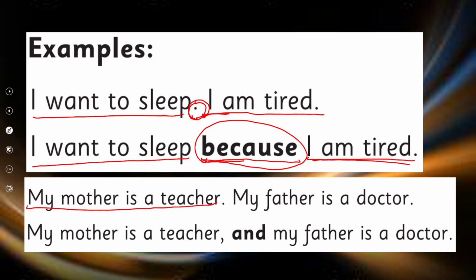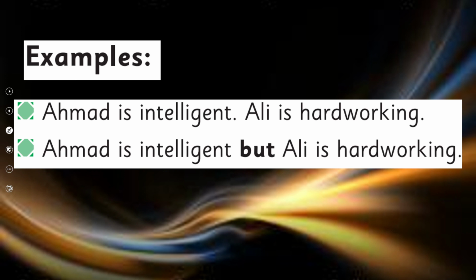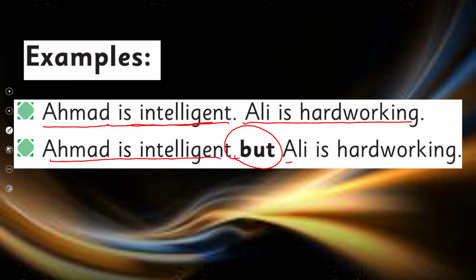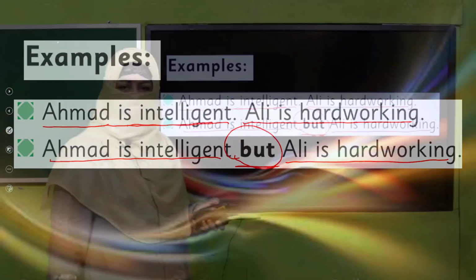My mother is a teacher. My father is a doctor. So how will we join these two sentences? My mother is a teacher and my father is a doctor. Ahmed is intelligent. Ali is hardworking. Now these are two contrast statements. That's why Ahmed is intelligent, but Ali is hardworking. This is how we join two sentences, two words by using conjunctions. Are you clear with the concept?